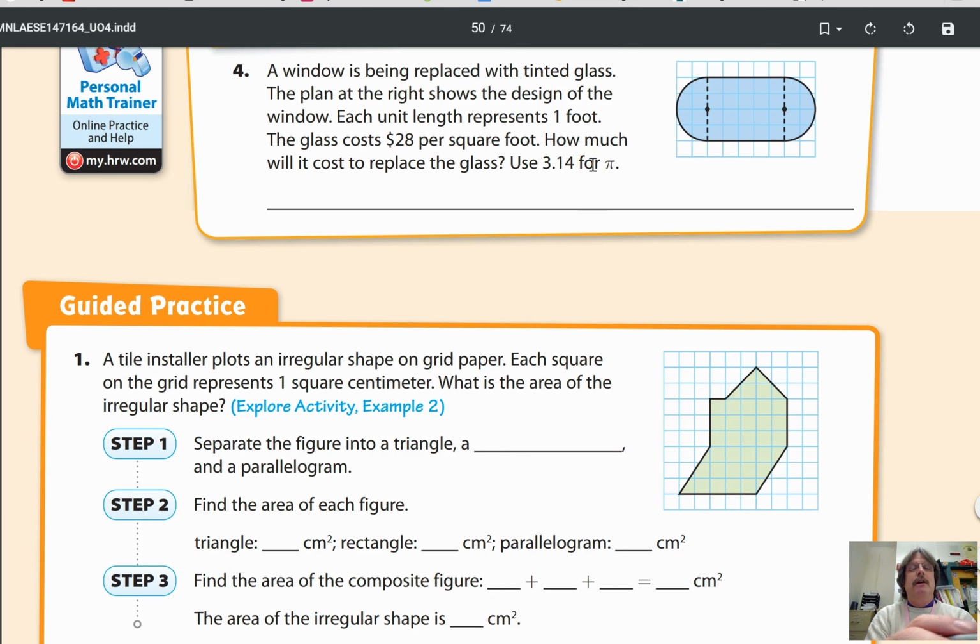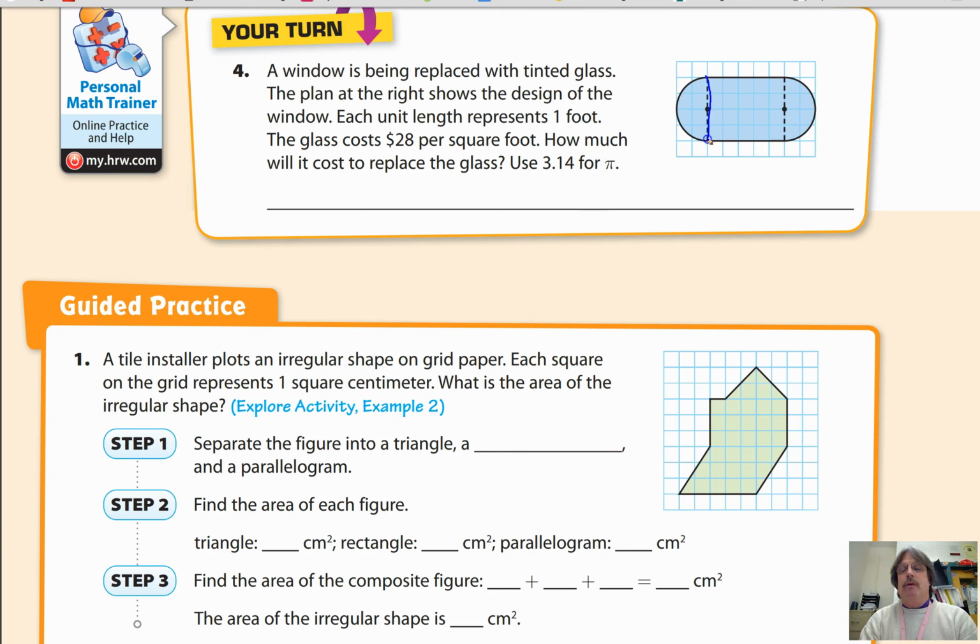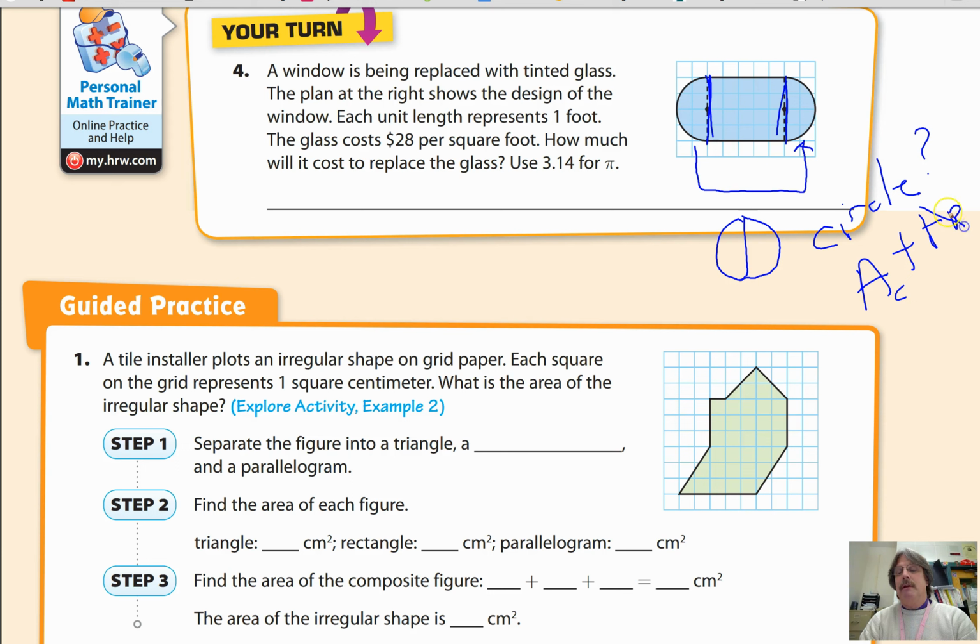That's interesting. So if we go ahead and draw this, we have a rectangle, so we have to find the area. But now take a look at this piece and this piece. What if you took those two pieces and put them together? Don't we now have a circle? So find the area of the circle plus the area of the rectangle. And now you'll find the total area, and then you multiply that by the $28 per square foot, and you'll be able to find your answer.